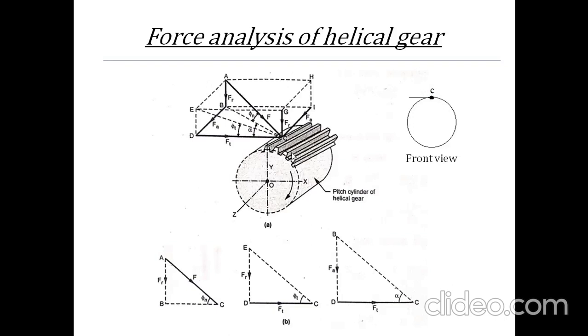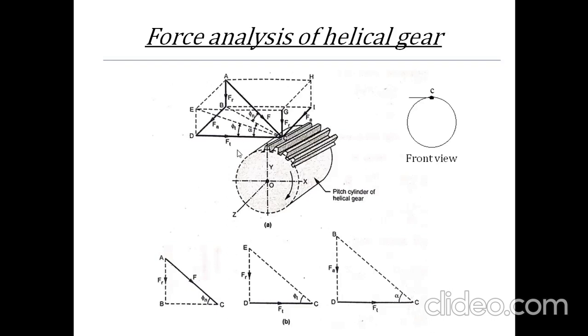Now you can see here the force F which is acting on point C. That is the resultant force of forces Ft, Fr and Fa. What these forces are, we'll see in the next slide. Before discussing the next slide, first I would like to explain what phi t, phi n and alpha are, these three angles.